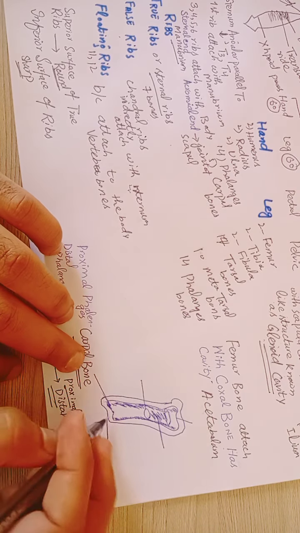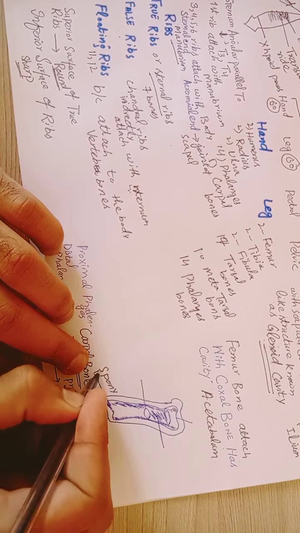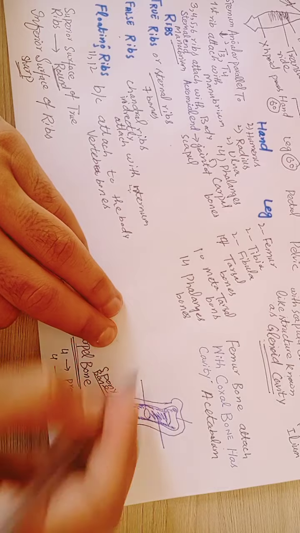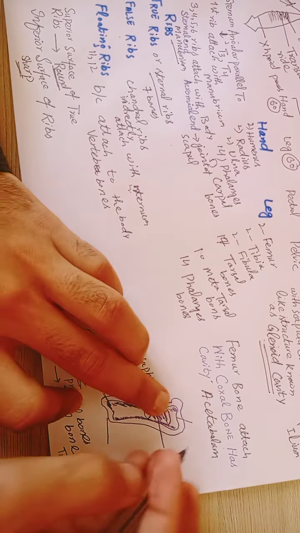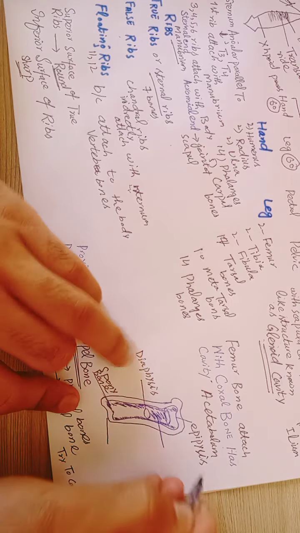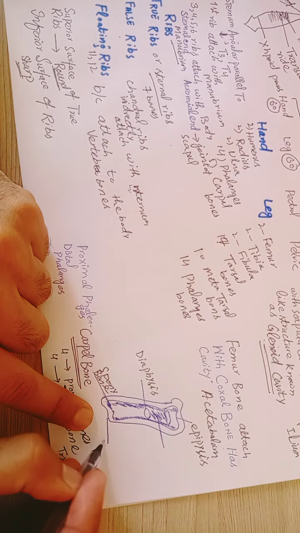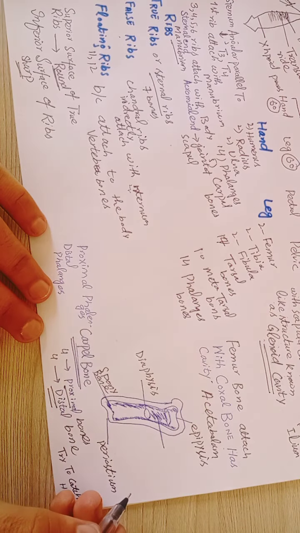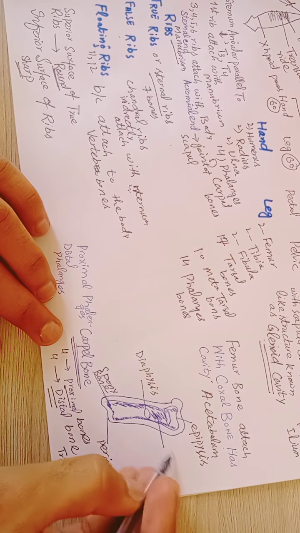This part of the bone is spongy bone. This part of the bone is known as the diaphysis, and this part is the epiphysis. Bone is also covered with a membrane known as the periosteum. And this part of the bone is known as the metaphysis.